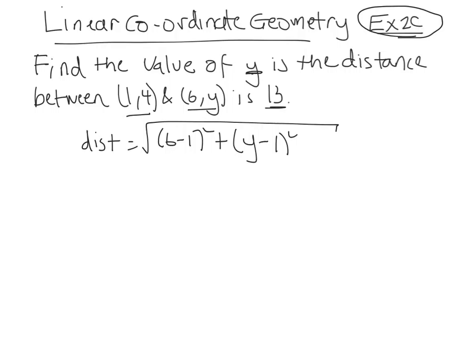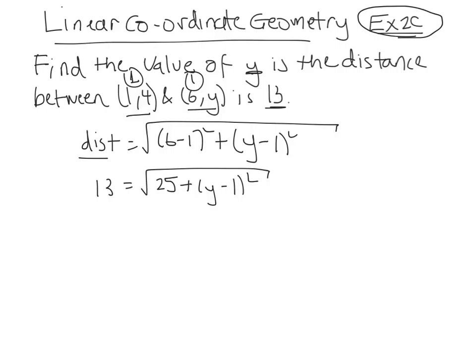I use this as the point number 2 and this is point number 1 and assigned x and y coordinates there. And the distance, of course, between these 2 points is 13. So if I say 13 is equal to 6 minus 1 is 5, 5 squared is 25, and y plus 1 squared. Now if I square both sides, I'll get rid of this square root, and 13 squared is 169.